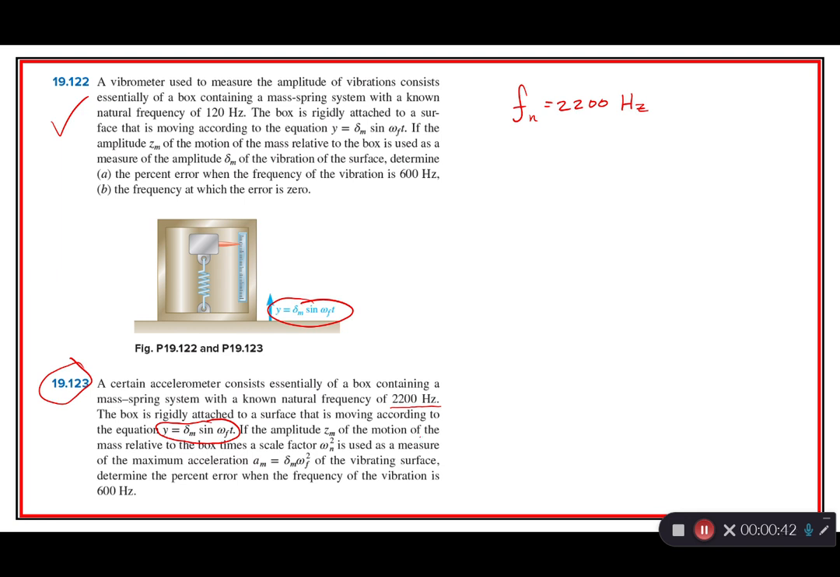If the amplitude of the motion of the mass relative to the box times a scale factor, omega n squared, is used as a measure of the maximum acceleration of the vibrating surface, determine the percent error when the frequency of the vibration is 600 hertz. So I have a forcing frequency of 600 hertz.